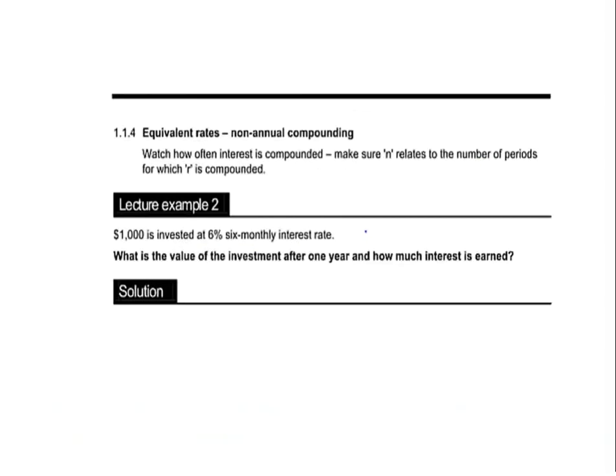In the last example then, n was equal to 5 years. Sometimes though we might see that interest is compounded at a different frequency to annual. So we need to make sure that n in our equation relates to the number of periods for which r is being compounded. So for example, if interest was being received monthly, the amount of interest in a year, we'd be putting it to the power of 12.